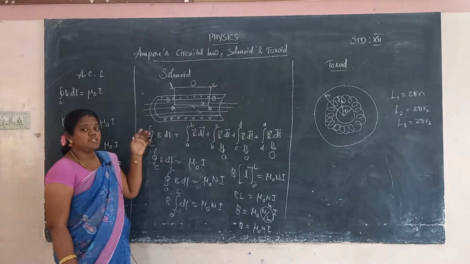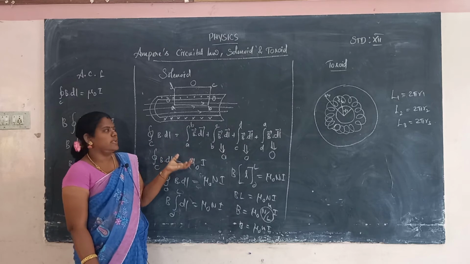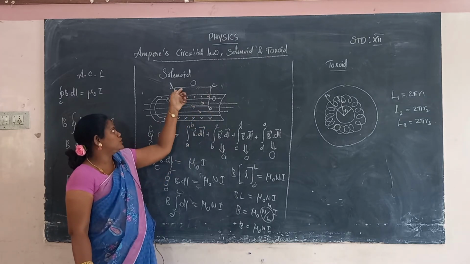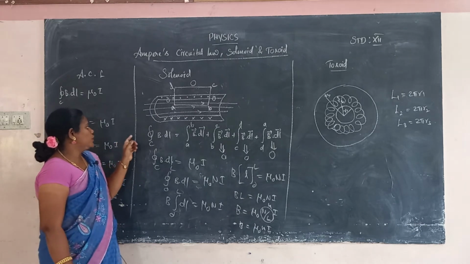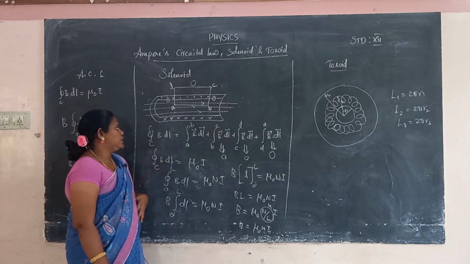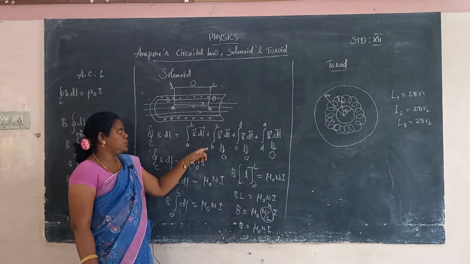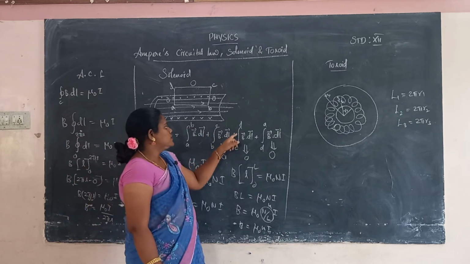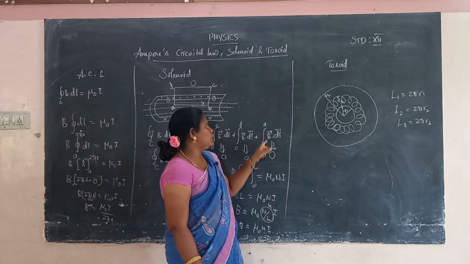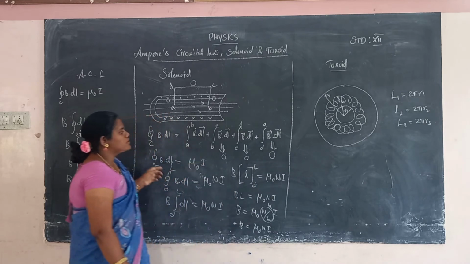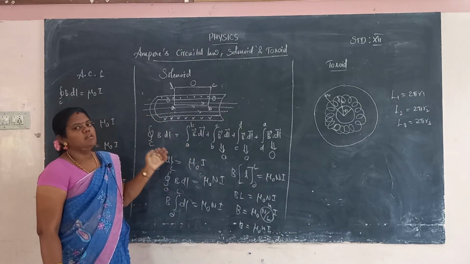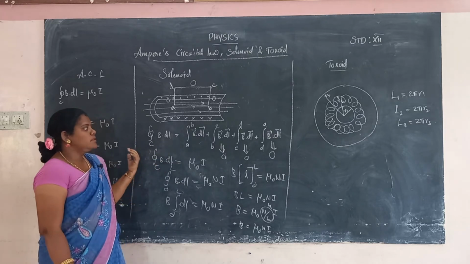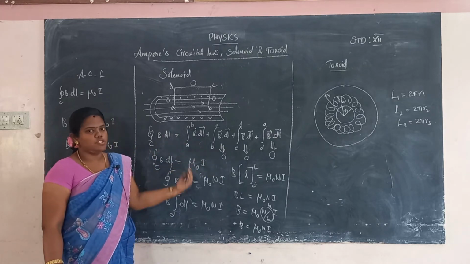We have to consider current elements in the solenoid, that is A to B, B to C, C to D and D to A. We consider one rectangular loop. So the closed integral of B dot dl is equal to the integral from A to B of B dot dl plus B to C of B dot dl plus C to D of B dot dl plus D to A of B dot dl. We have to add the four segments, and first you have to mention which terms will be 0.